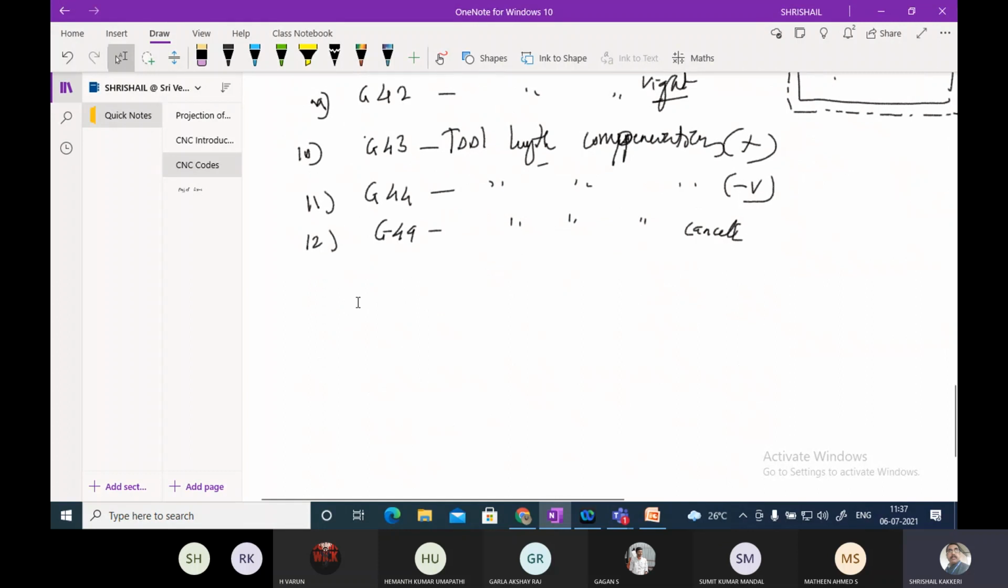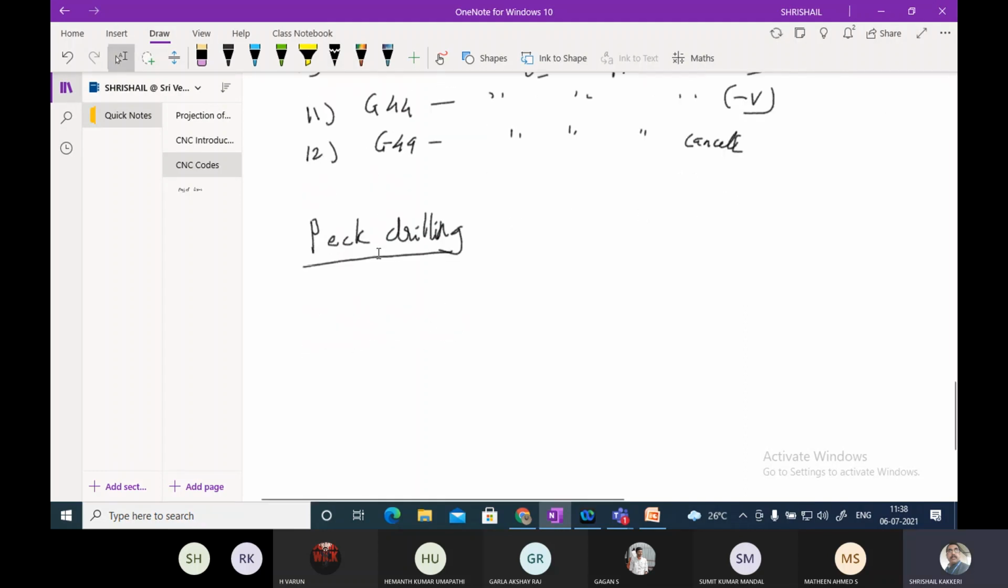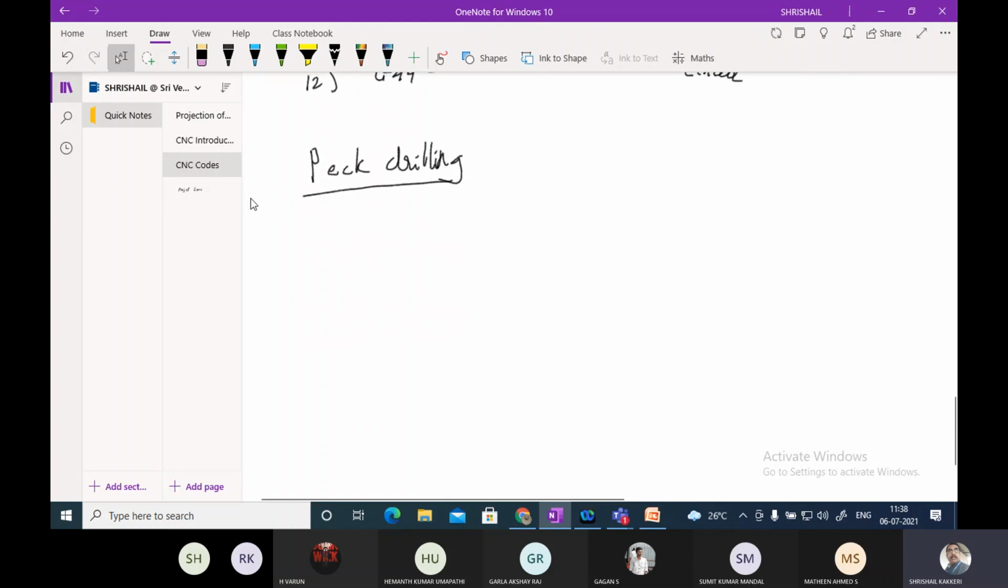G49. And sometimes what we do is peck drilling. What is the meaning of peck drilling? Please, one of you tell me, whatever you know. It is not a big problem.